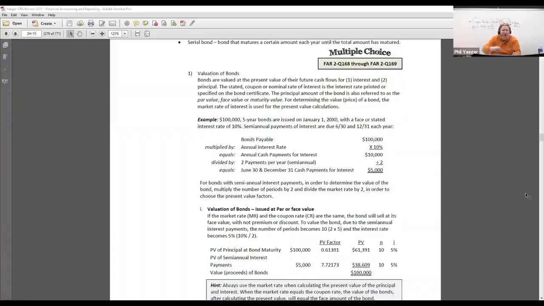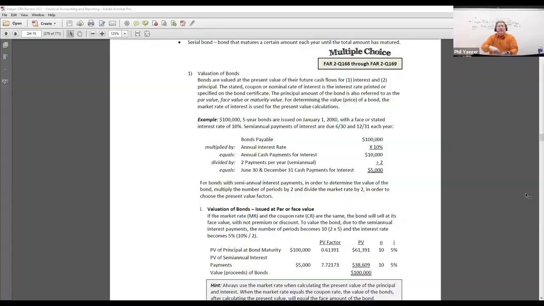For example, if I want to determine how much the face amount of the bonds are worth today, which present value table am I going to use? The present value of $1 or the present value of an ordinary annuity or annuity due? Which one? The $1. Ordinary. The $1. All right. Remember, the present value of $1 gives you the present value of that future amount, the 100,000, and what it is worth today.